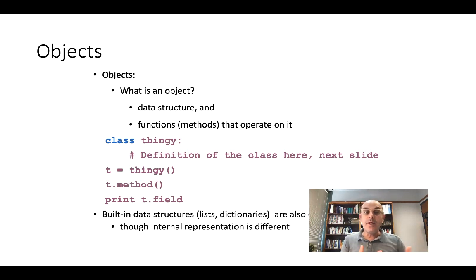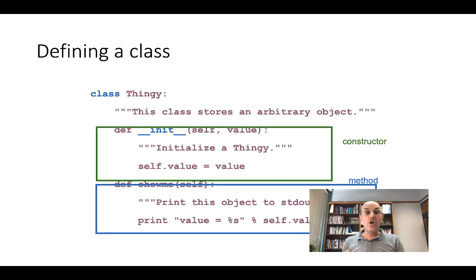As in R, an object is a data structure. It has functions, which are the methods that it operates. For example, I can define a class or object with a method, and I can build a data structure based on this object through internal representation, which might be different. So in this case, there is the constructor and there are the methods.